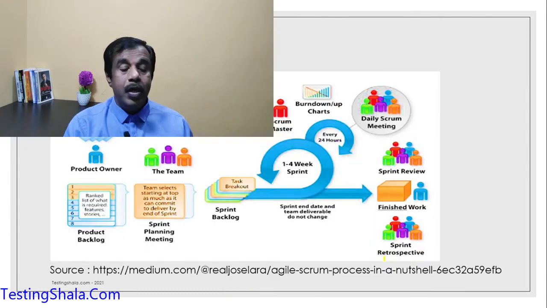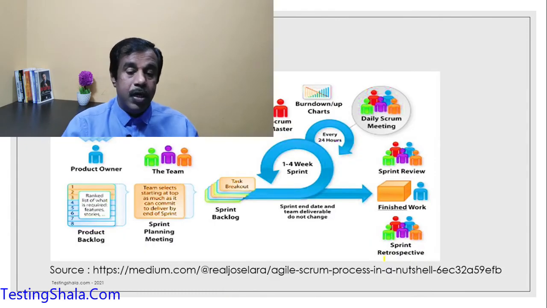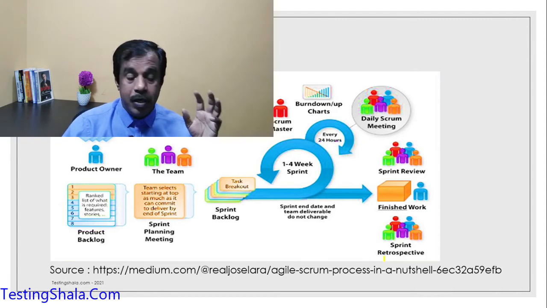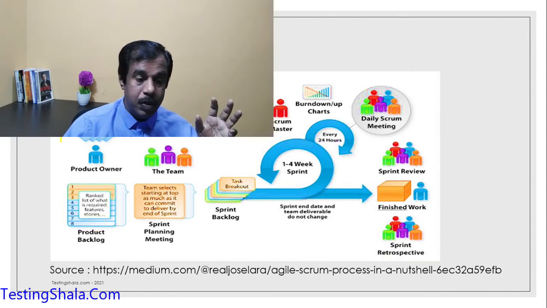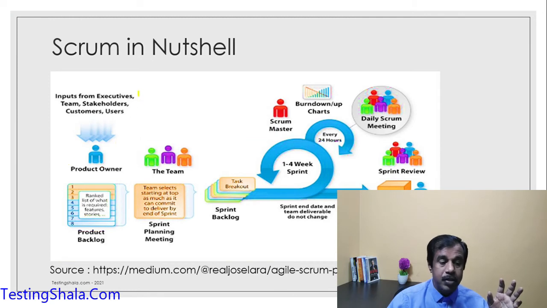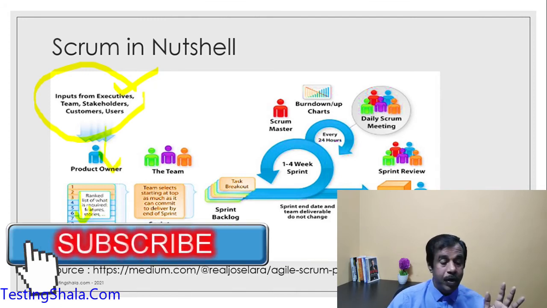Let's put everything together and see, in a nutshell, what Scrum is all about. This is the input which we normally get from stakeholders, customers, executives, end users. Then that would be collected by the product owner, who puts it in the product backlog with a priority for every feature.